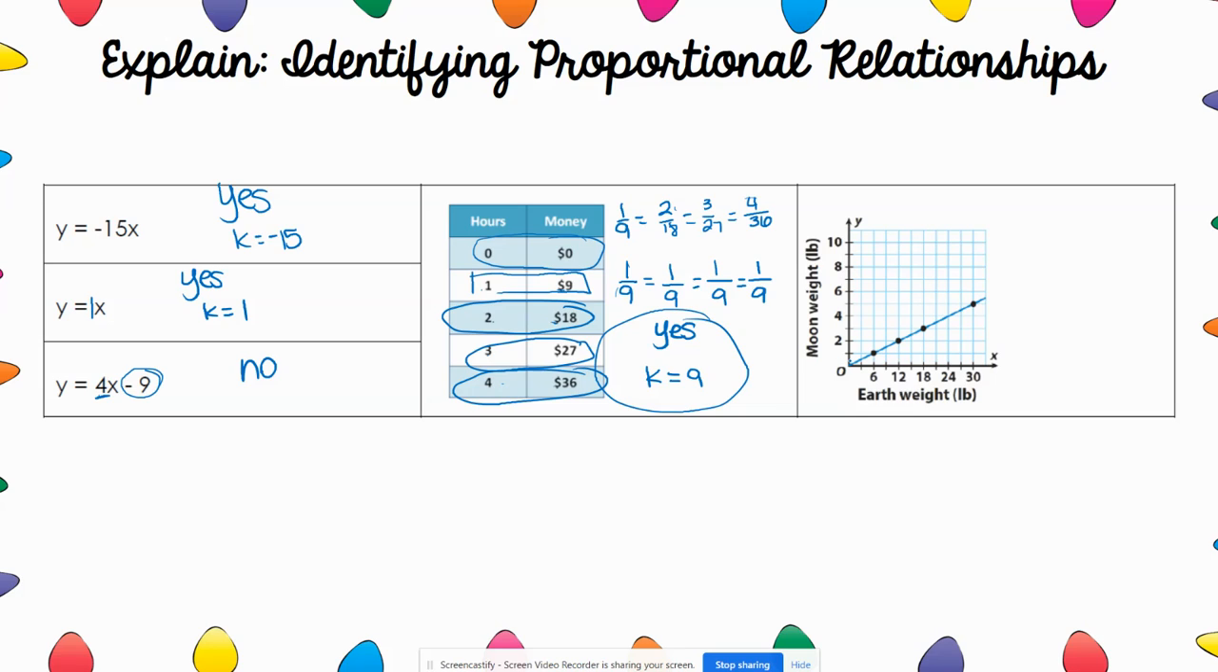In this problem, you have a graph, and you see that we have a straight line, and we see that it also goes through the origin. So we would say that yes, this is a proportional relationship.